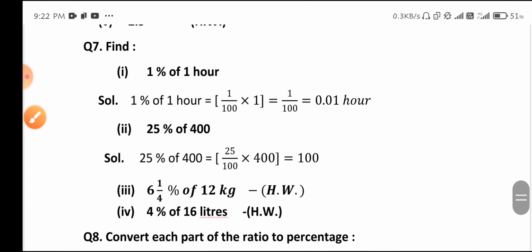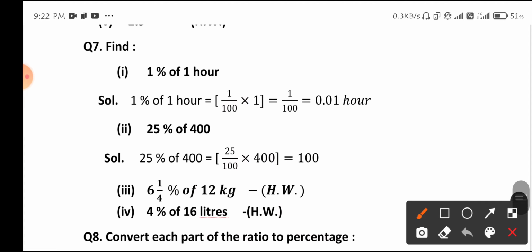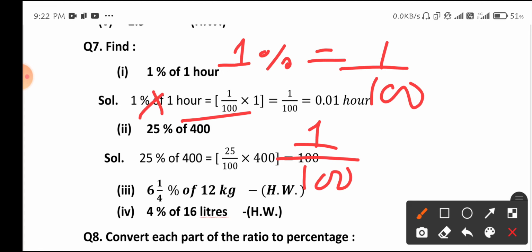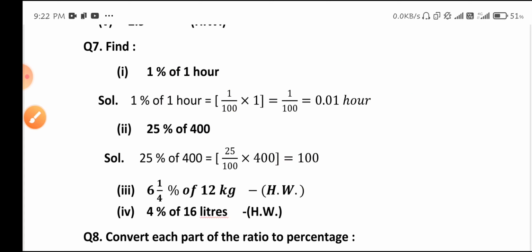Then next question, question number 7. Find 1% of 1 hour. Means what is 1% of 1 hour? So 1%, we know what percent is. Percent means 1 upon 100. So here 1% is given, so it can be written as 1 upon 100. So 1 upon 100, of means multiplication, so multiply by 1. So 1 upon 100, or we can write 0.01 hour.